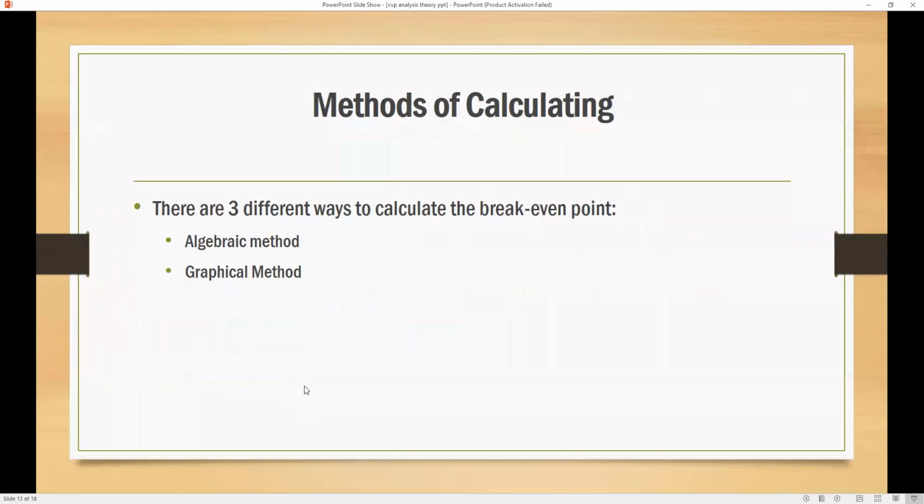Now, what are the different methods of calculating break-even point? We have actually three methods, but in our syllabus we are including only two: the algebraic method and the graphical method. The algebraic method is basically a mathematical calculation that we are going to use. And in the graphical method, we are going to depict or show the calculations on a graph.